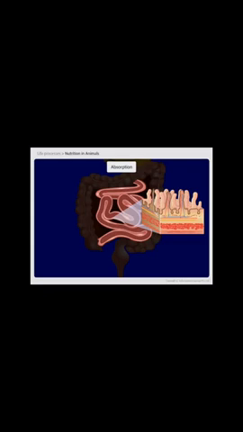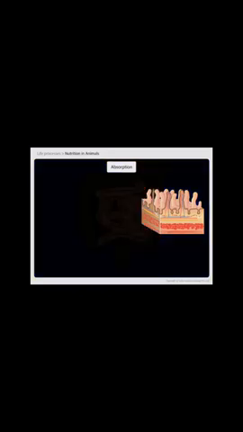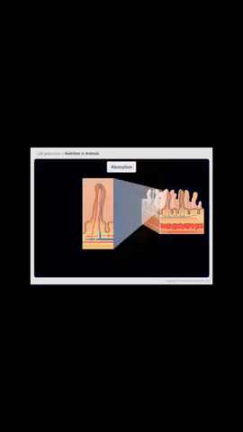The inner surface of the small intestine has millions of tiny finger-like projections called villi. The digested food is absorbed by the villi. Now let us take a closer view of one villus. The villi are in close contact with the blood vessels. The food present in the villi is absorbed by the blood.